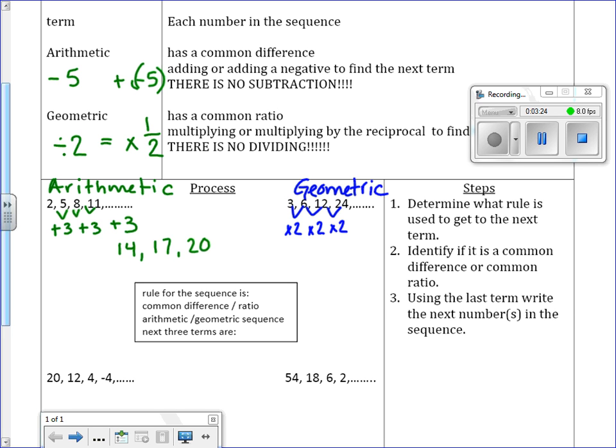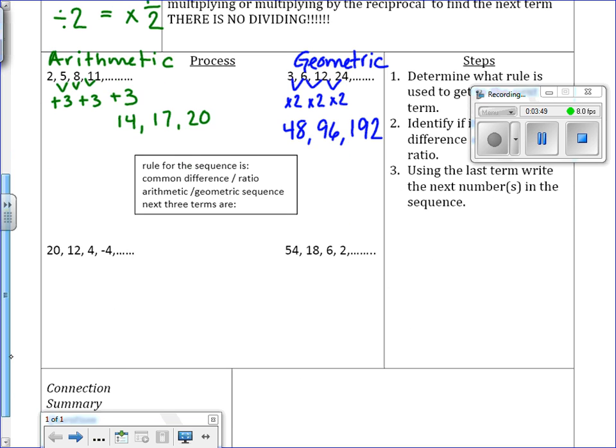sequence. Now, the next 3 terms are going to be 24 times 2, so that's 48. 48 times 2, that's going to be 96. And then 96 times 2 ends up being 192. So we're able to figure out by adding and multiplying an arithmetic and geometric sequence.